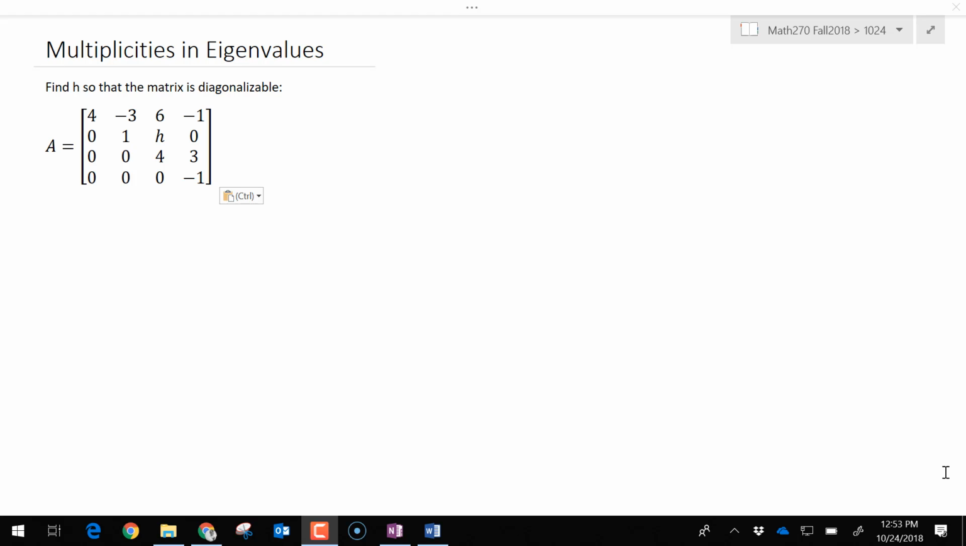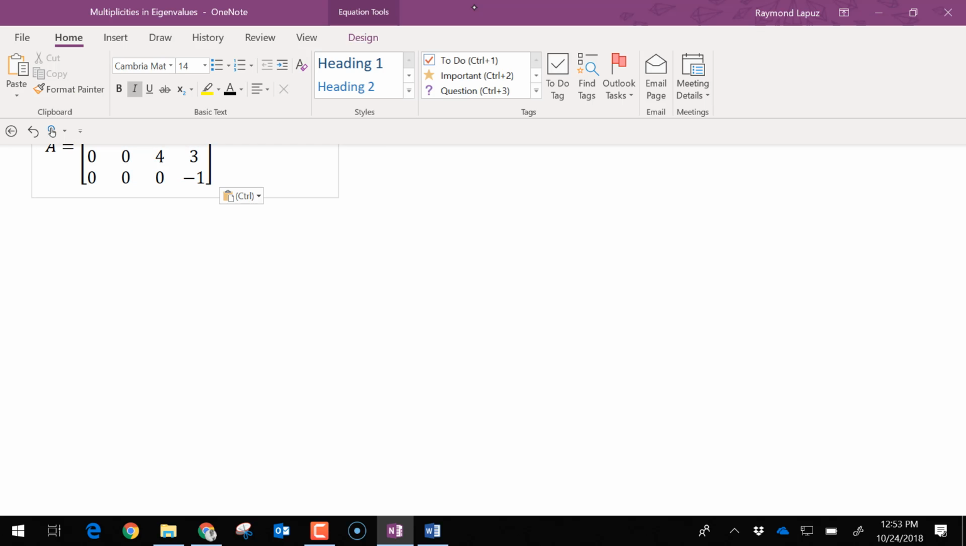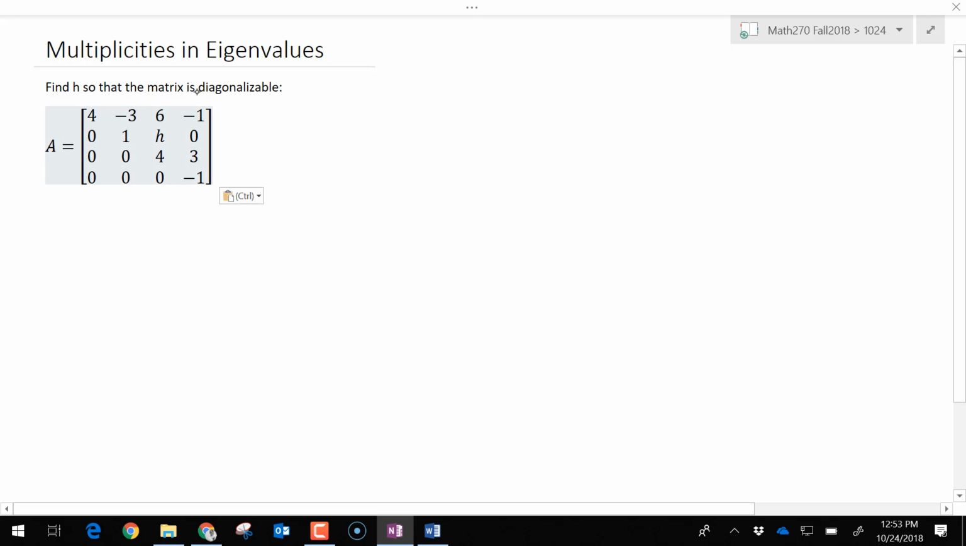This is an upper triangular matrix, so the determinant of this is going to be easy. It's just the product of the diagonals. Okay, so that's a good start. What we want to do is find the determinant of A minus lambda I, and this sets up our characteristic polynomial. So if we subtract lambda I, you take your diagonals and subtract lambda from each one.